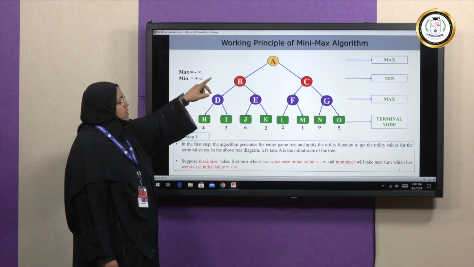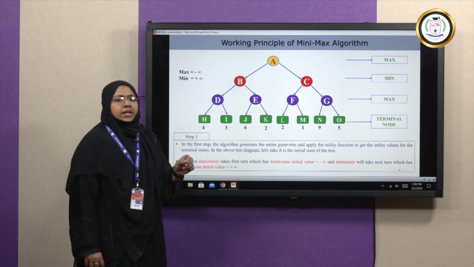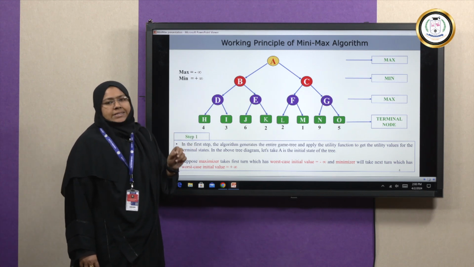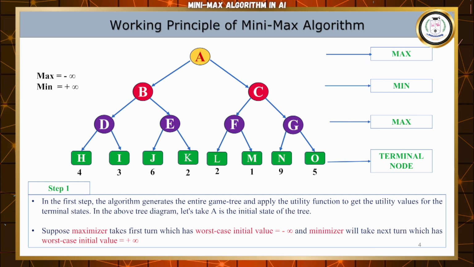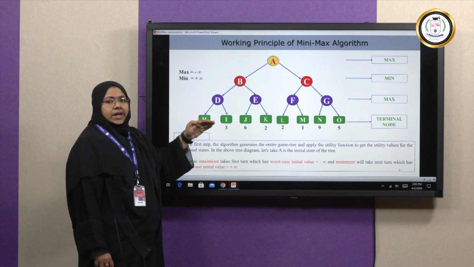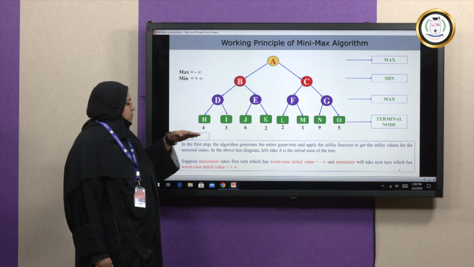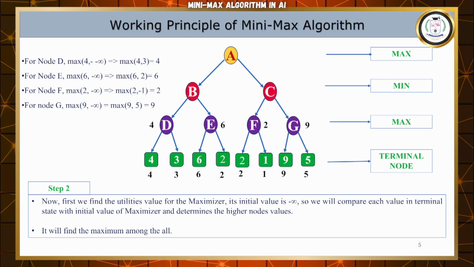Now before we start assessing, we need to assign a worst case value to the max as well as the min. Here the worst case value, that is the initial value the max will take is minus infinity and min will take plus infinity. Now considering this, we will try to solve this game tree. Okay, now we start the traversal.